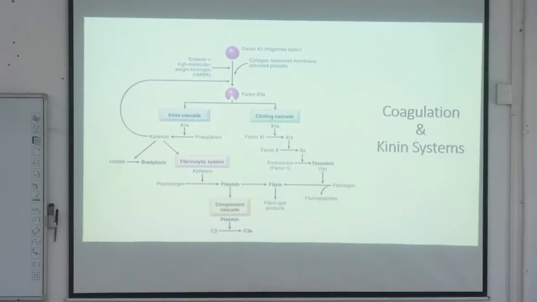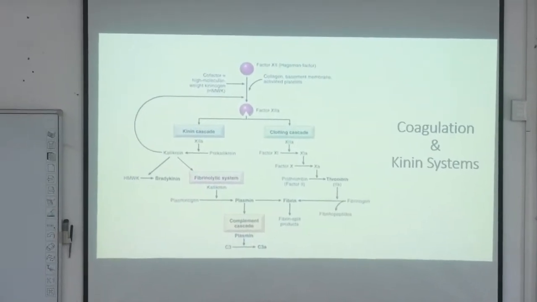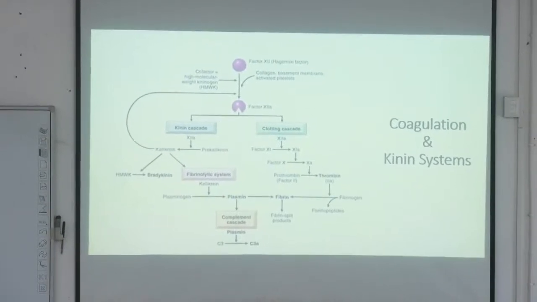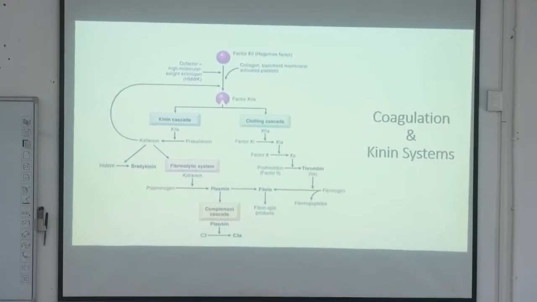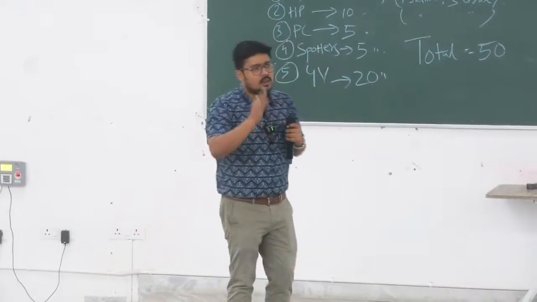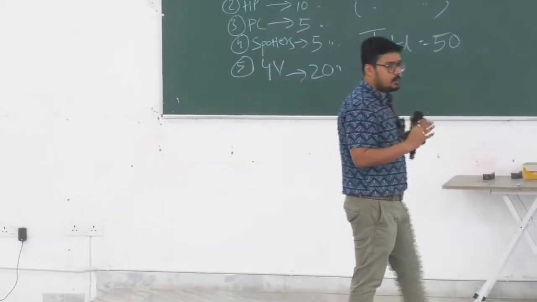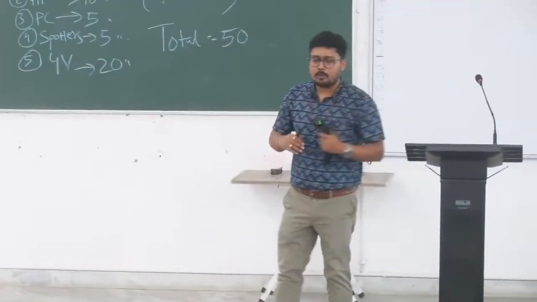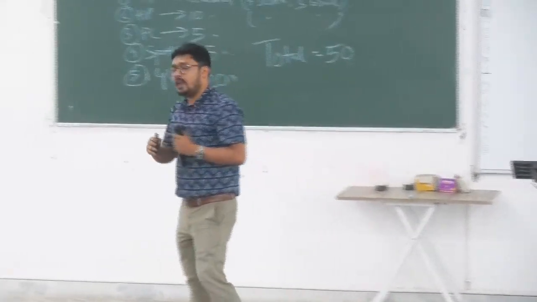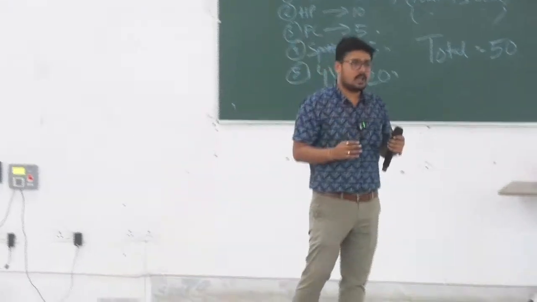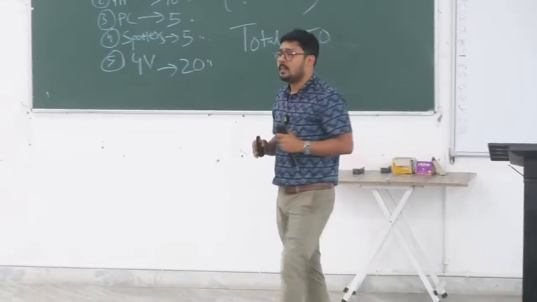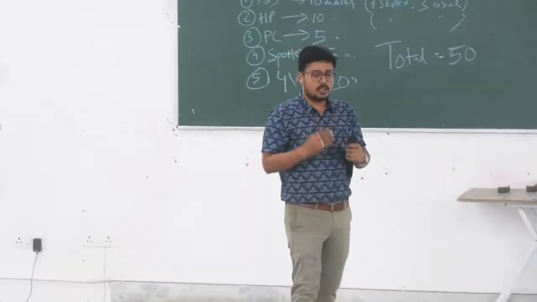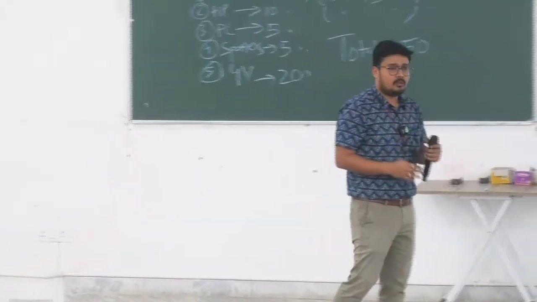Coagulation and the kinin system are very important, but will be taught in detail in your second internal assessment. For coagulation, just know that there are two pathways: the intrinsic pathway and the extrinsic pathway. Both converge to a common pathway. There are 10 to 12 coagulation factors, and they help in acute inflammation by formation of blood clots and dissolution of blood clots following vascular stasis.